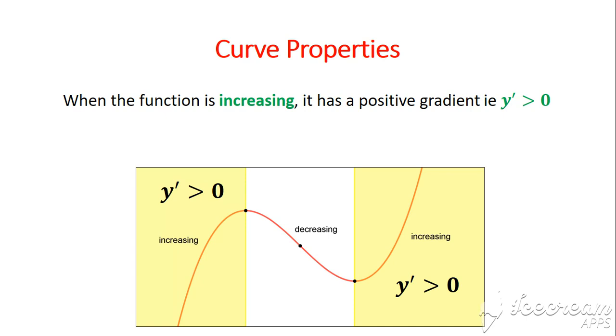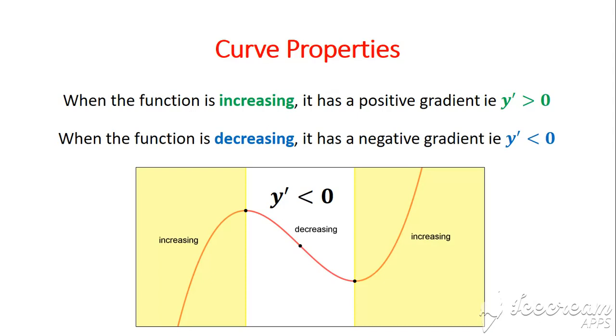When the function's increasing, it has a positive gradient, i.e. y dash, the gradient rule, is greater than 0. And when the function is decreasing, it has a negative gradient, i.e. y dash, the gradient rule, is less than 0.